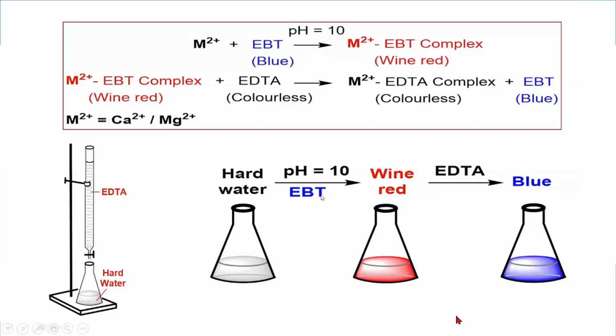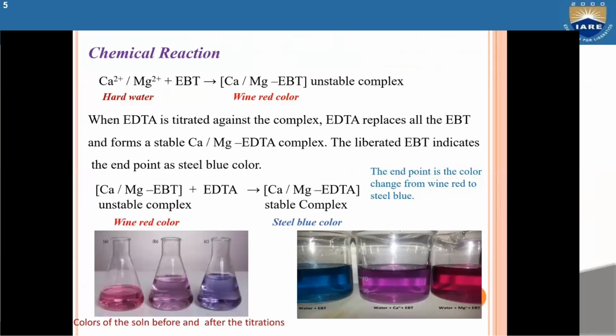Hard water contains mostly carbonates, bicarbonates, chlorides, sulfates, and some metals, namely calcium and magnesium. These are the main components of hard water. Now the chemical reaction: calcium and magnesium react with EBT, Eriochrome Black T, and we get the product calcium magnesium EBT. This is an unstable complex, and it is wine red in color.